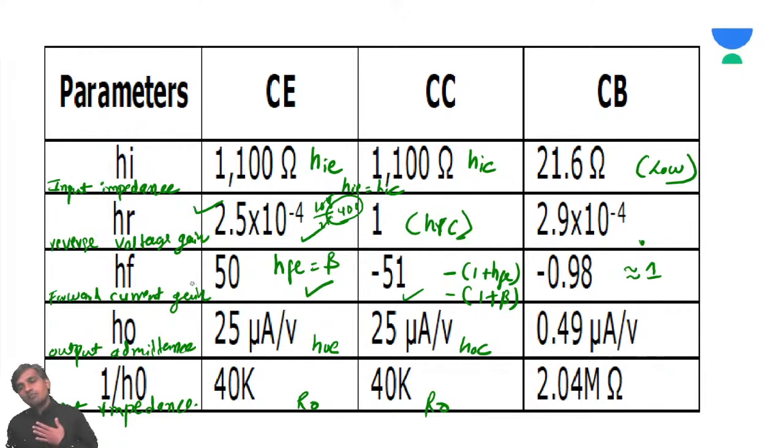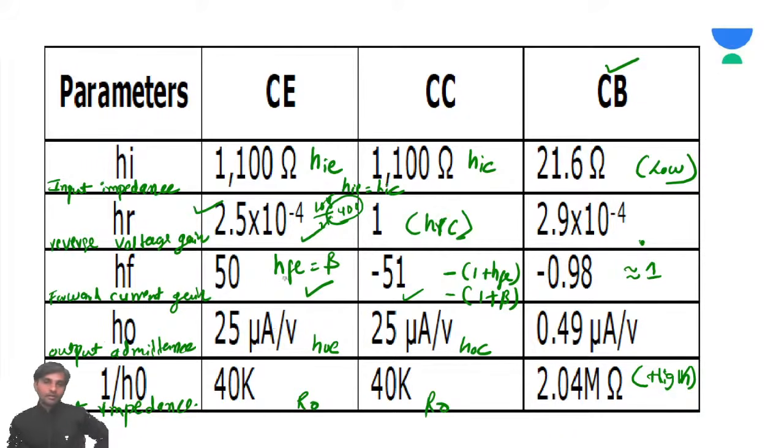Because we always talk about the amplifying model of a transistor, the best amplifier is generally common emitter because it has both voltage gain and current gain, right? And look at the output impedance. It will be 40k and 40k, whereas the common base has the highest. Common base has high output impedance. Remember this: low input impedance and high output impedance is there for common base.